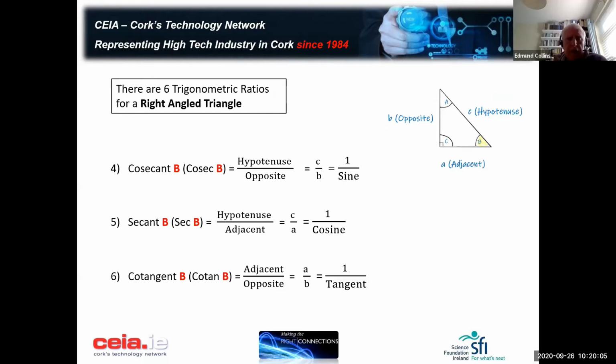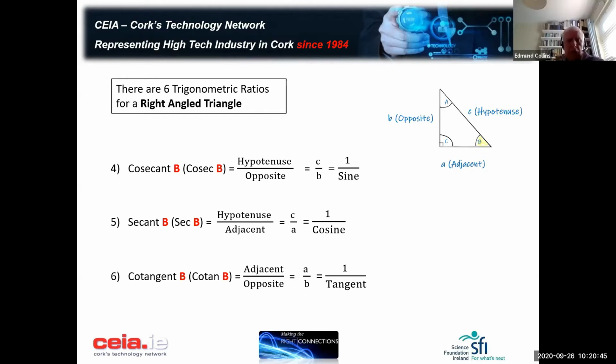The next 3 are the cosecant, which is basically 1 over sine, or c over b. So it's the hypotenuse over the opposite. It can be a bit confusing when you look at cosecant. You may think that it's 1 over the cosine, but it's 1 over the sine. One way I find to help remember that is if you go to the third letter, cosecant, C-O-S, then that's sine, so 1 over sine.